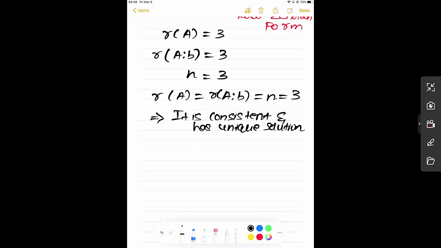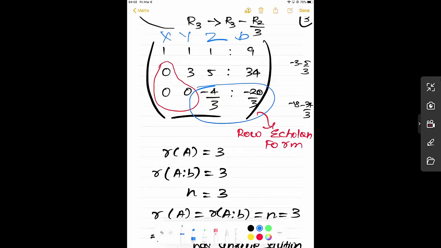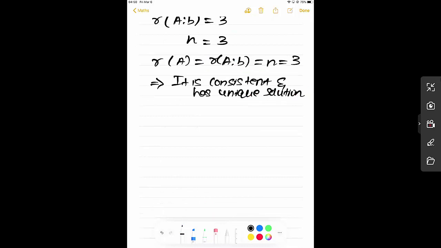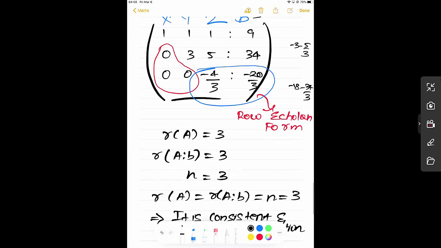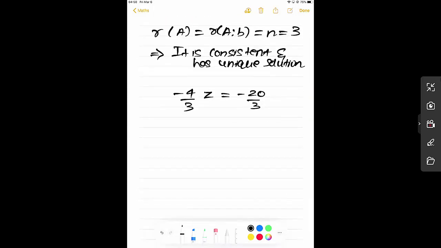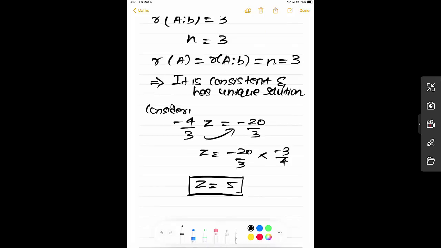Now we have to find the x, y, z values. So here, take the last row. We know this is x, y, z. The last term is z. So what can you write? Minus 4 by 3 z equals minus 20 by 3, because these two are 0, 0. So from here, z equals minus 20 by 3 into minus 3 by 4. Taking this to the other side, z will be equal to 5. So we found the value of z considering row 3.